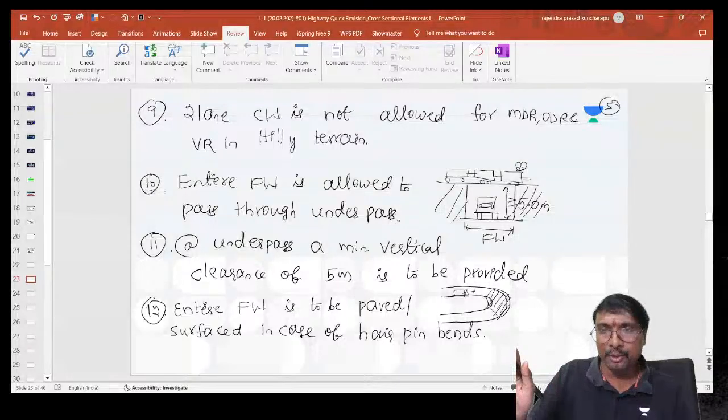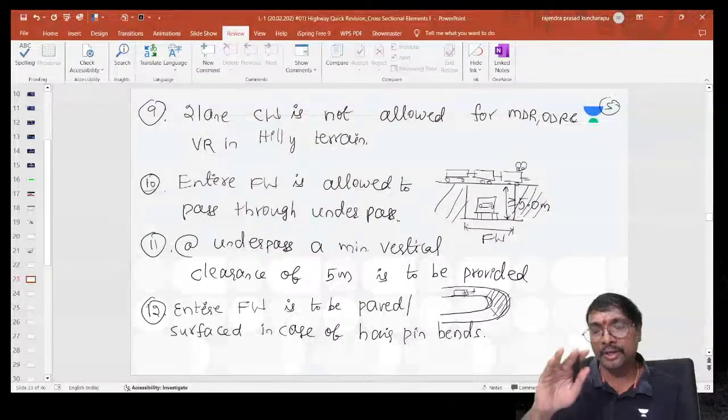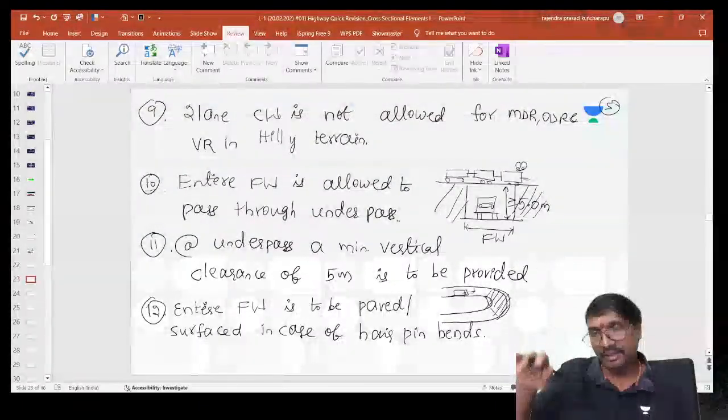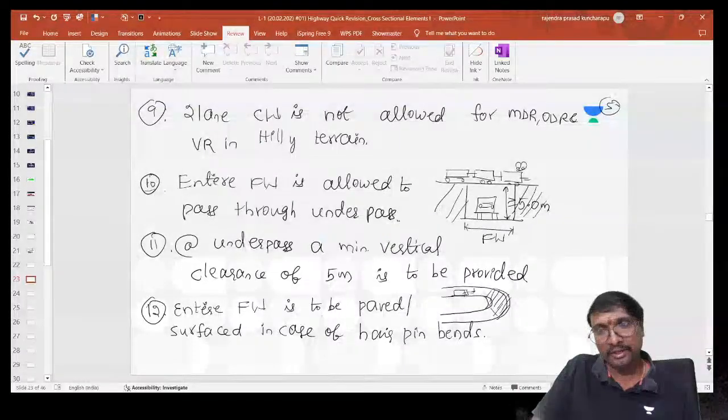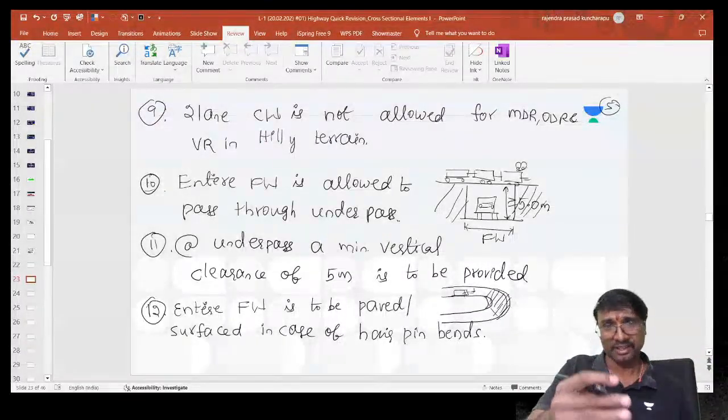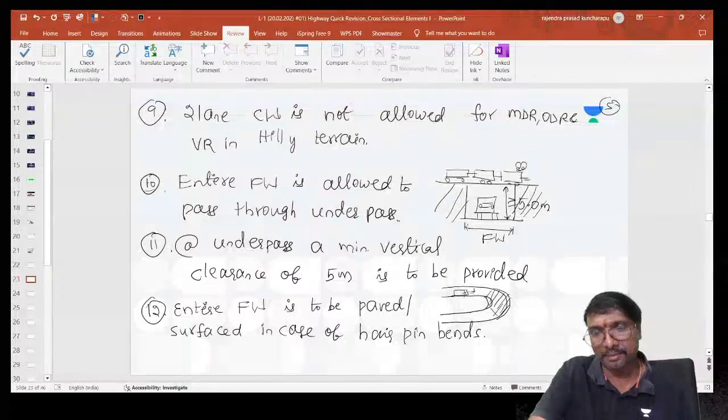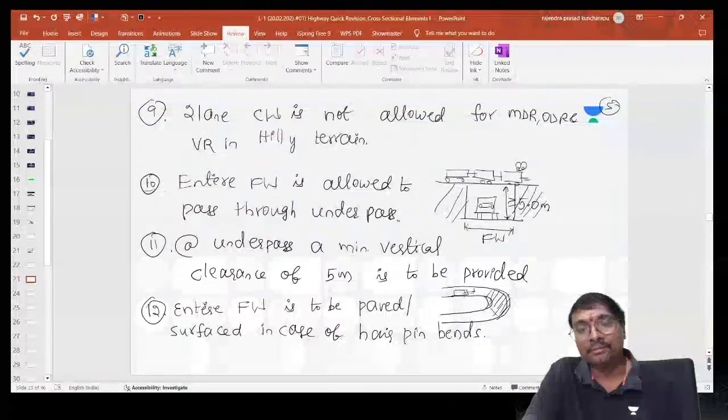Parallelly, we'll be doing steel structures in that SSC JE batch, and this highway subject will also be done. Both subjects will be running parallelly. Okay, right, done.